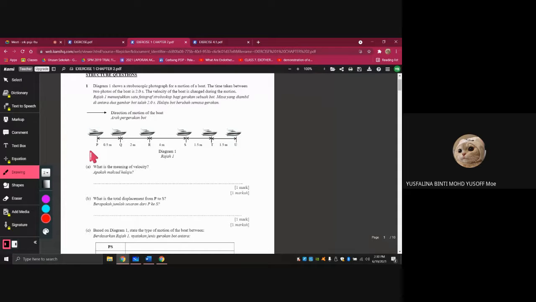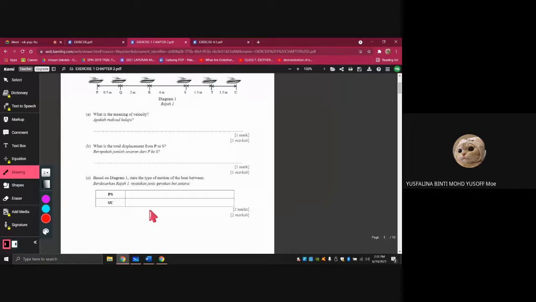So for this one, P to U, what is the total displacement? You just add 0.5 plus 2 plus 4 plus 1.5. Oh, sorry, until S only. So until here: 2.5 plus 4, you get 6.5 meter.